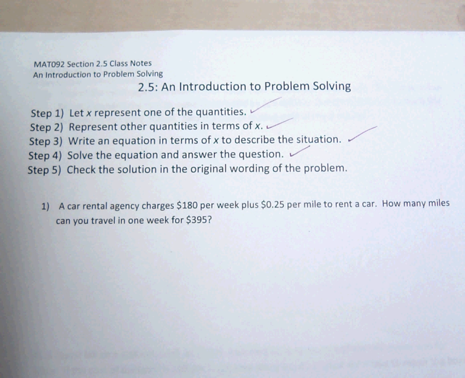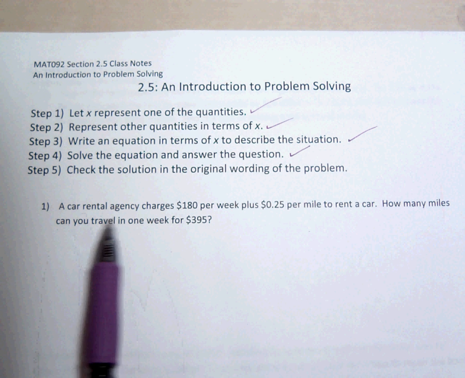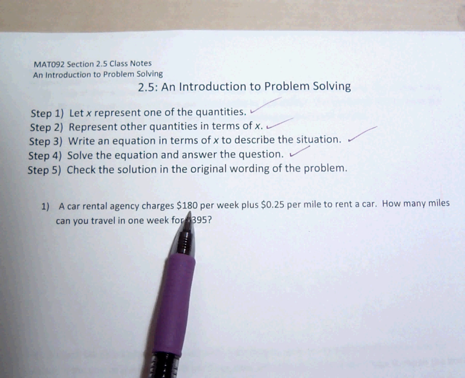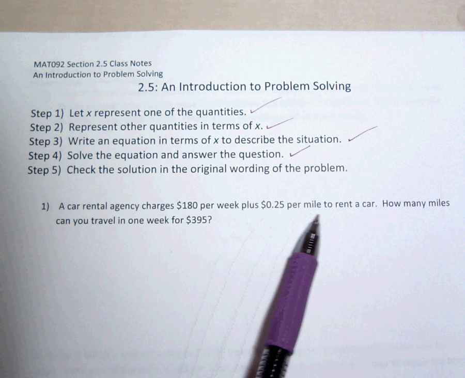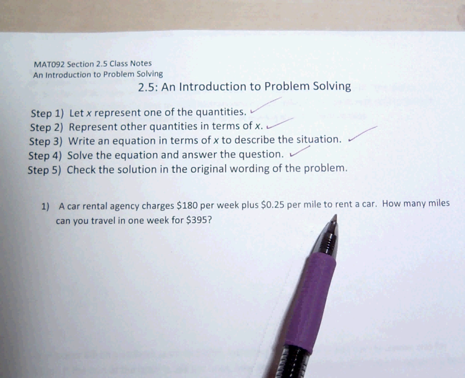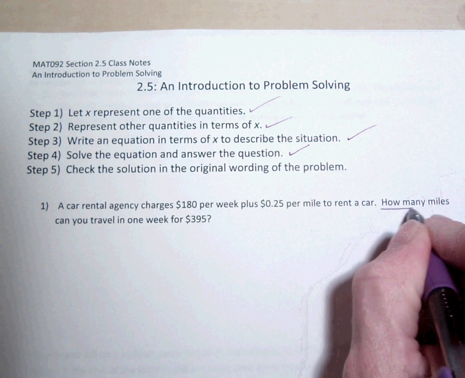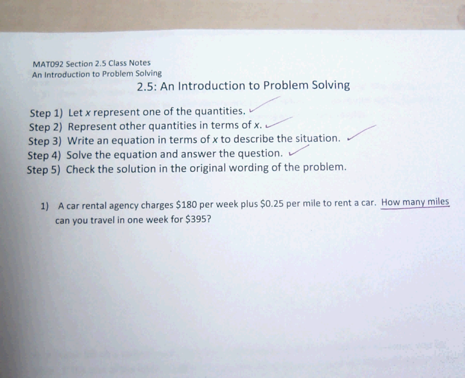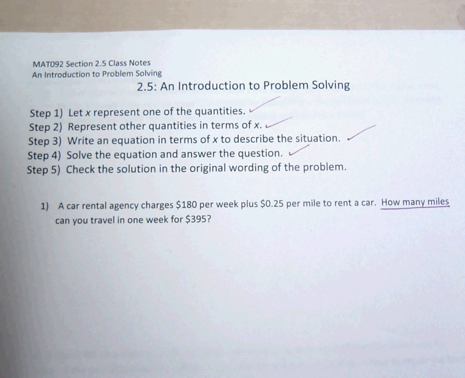Alright, so let's look at this first one. Now, this is a basic one. You could probably solve this without actually writing an equation. You could probably just do some backwards math to get to the original answer. But we're going to start with this one to write our equation so we kind of get the hang of how this goes. So a car rental agency charges $100 a week plus 25 cents per mile to rent a car. How many miles can you travel in 1 week for $395?